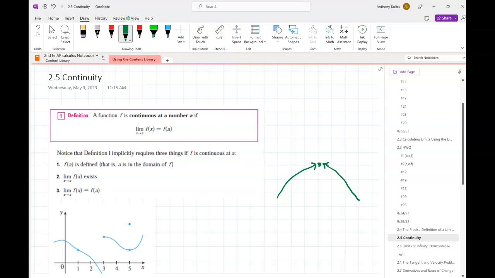Is everybody okay with that? So you can't have a jump discontinuity because both ends are going to the same thing. You can't have a removable discontinuity because the point is there. And you can't have an asymptote because the left end and the right end are going to a finite value, right? It has to go to f of a. That's not infinity. Does everybody feel okay on that? Okay.